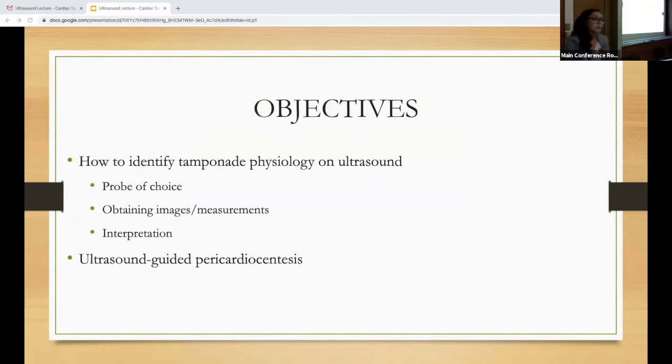So the objective of this lecture is going to be to talk about how to identify tamponade physiology on ultrasound, including the probe of choice, how to obtain the appropriate images and measurements, and how to interpret those images, and then also how to perform an ultrasound-guided pericardiocentesis, which is our management of unstable cardiac tamponade.